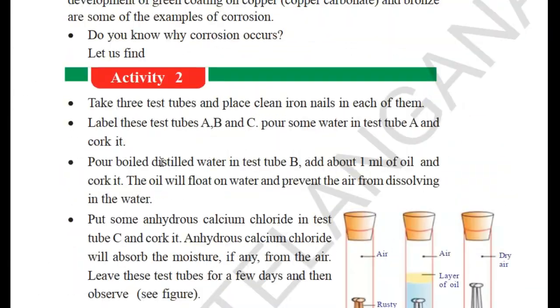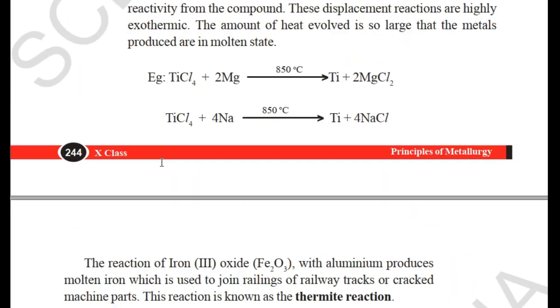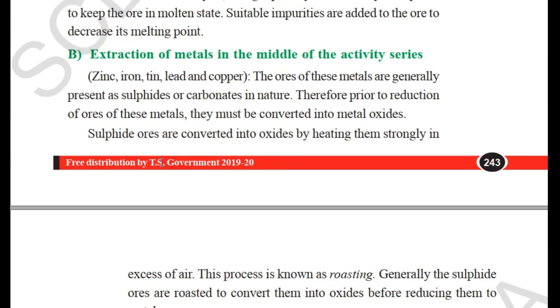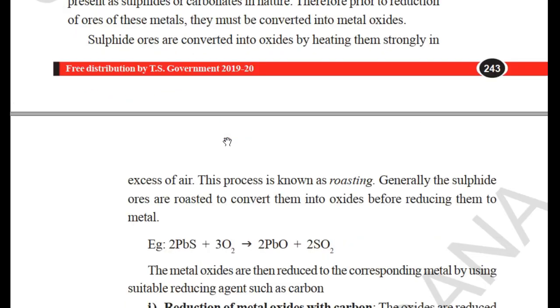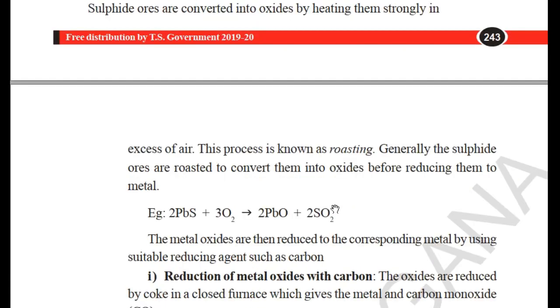Okay, we'll continue from there. Where we have left off: as I told you, we are discussing the moderately reactive metals. They will first be converted into metal oxides from sulfides or carbonates. This process of heating strongly in air is known as roasting. Generally sulfide ores are roasted to convert them into oxides. So here, for the sulfide ores, we use the roasting method to convert them into metal oxides.